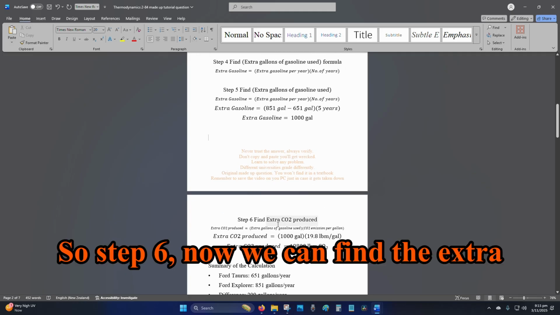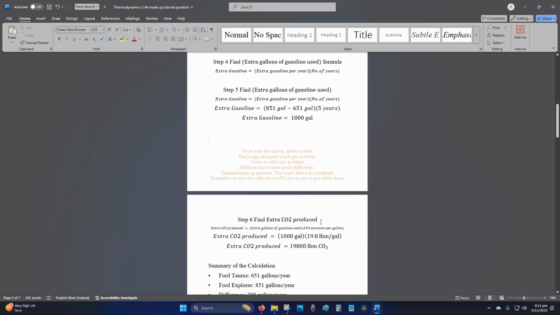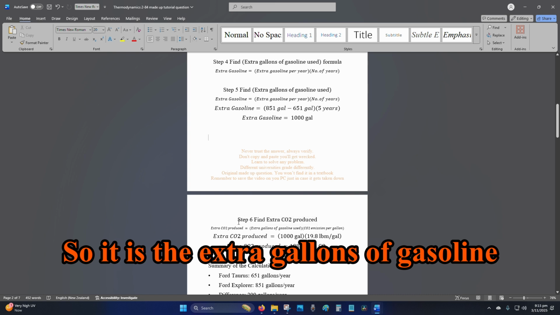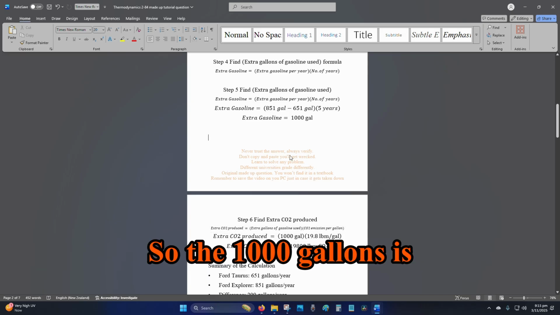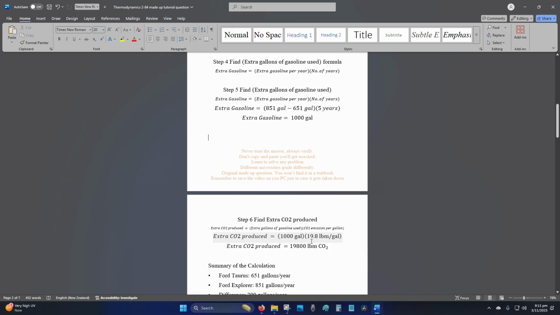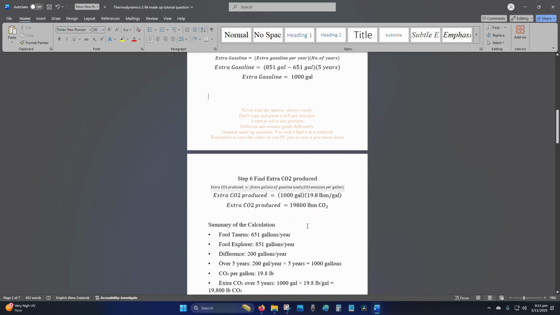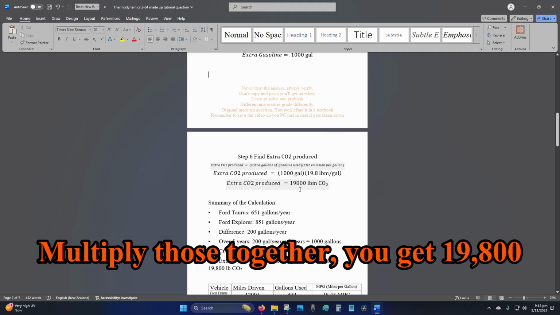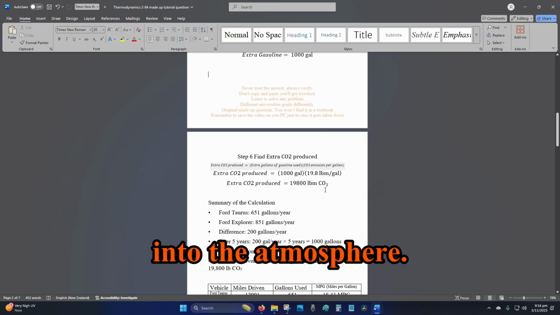So step 6, now we can find the extra carbon dioxide emitted or produced. So it is the extra gallons of gasoline used multiplied by the carbon emission. So the 1,000 gallons is what we just worked out, and they give us the 19.8 pound mass per gallon. Multiply those together, you get 19,800 pound mass of carbon dioxide released into the atmosphere.